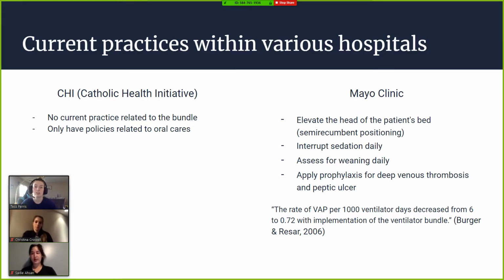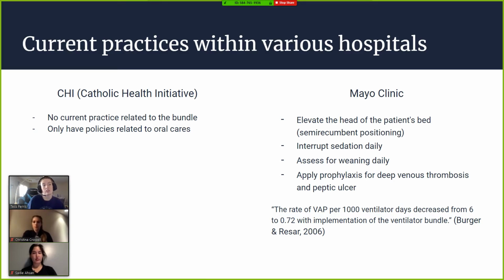So we want to interrupt their sedation daily, make sure that they are coming to be fully awake so we can assess their neurostatus. And then we also want to try to wean them daily to try to get them to come off the vent, because that's our goal, because coming off the vent would ultimately prevent VAP from happening altogether. And then we also want to apply the prophylaxis for the deep vein thrombosis. So, your SCDs, doing your range of motion, things like that. And then we want to also prevent peptic ulcers. So, doing prophylaxis for that with medications.